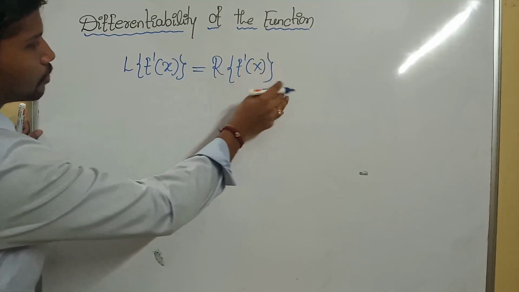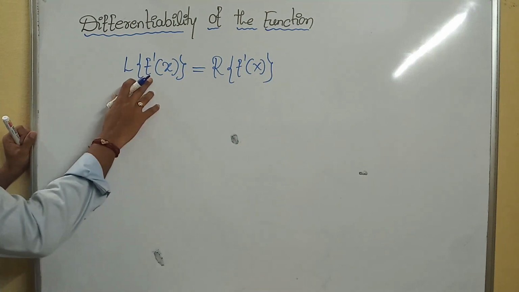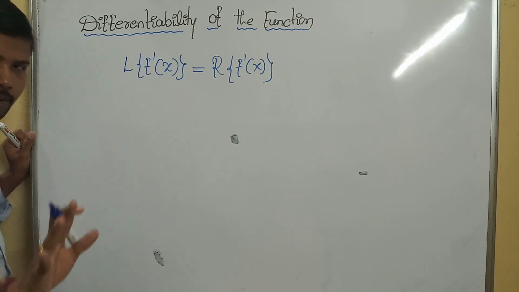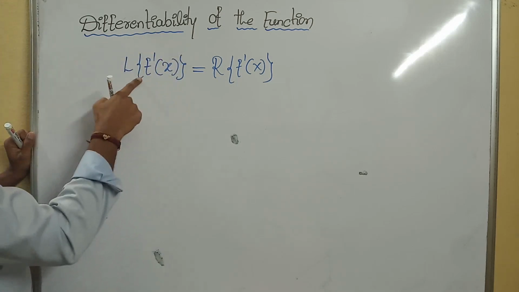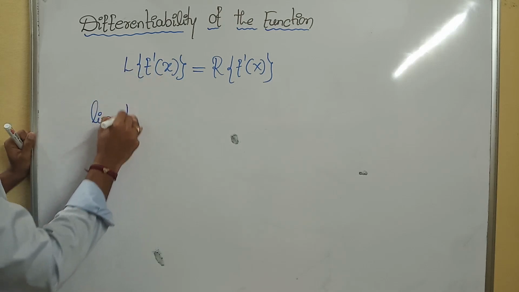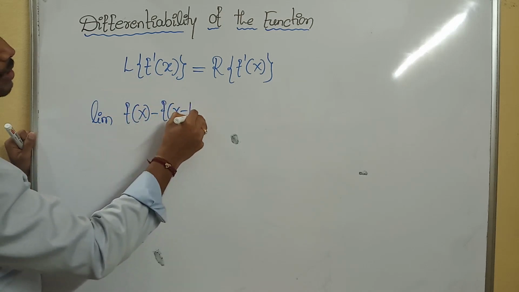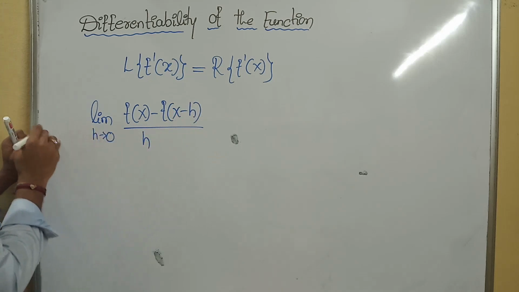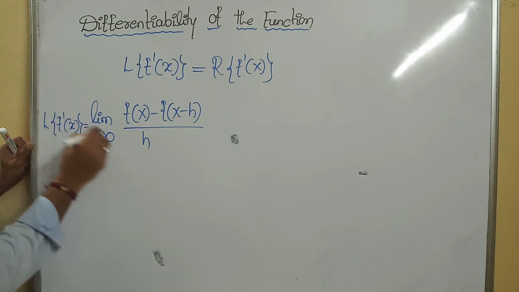We already discussed this. Then how to understand this? What is L of f dash of x, or we can say L of f dash of a also? This point x will be given. How to define L of f dash of x? It is very simple. It is the limit of f of x minus f of x minus h, divided by h, as h tends to 0. This is nothing but L of f dash of x. Got the point clearly?